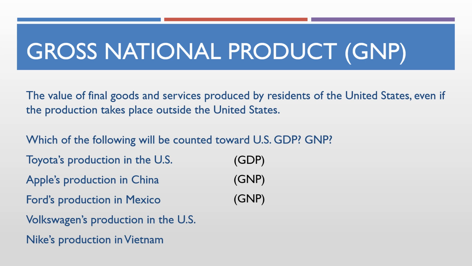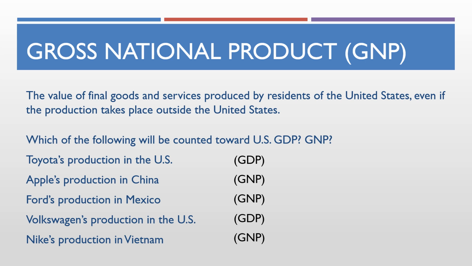Take Volkswagen's production running in the US. Again, Volkswagen is a German-owned company, not United States owned. As a result, we only count it toward the US GDP, but it cannot be counted toward GNP. Nike's production in Vietnam counts toward the GNP of the United States, but not the GDP of the United States. So you can see that there are some examples here that can help you differentiate the two.